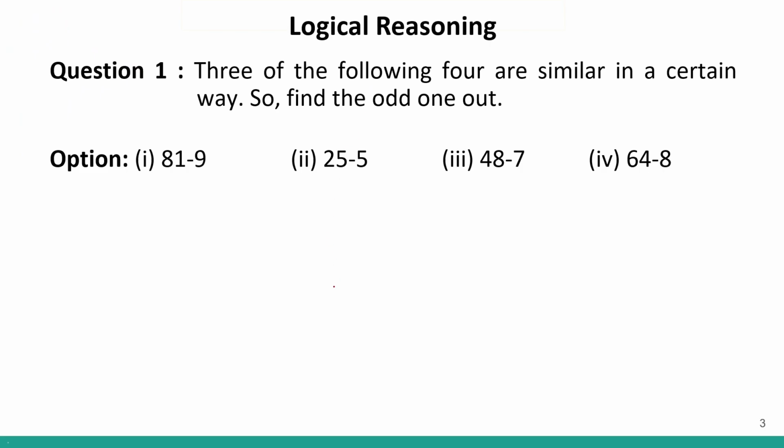Now, before we start, you should know certain concepts. We have already discussed this, but let us revise. You should know what are odd and even numbers. Odd numbers are numbers that end with 1, 3, 5, 7, and 9. And even numbers are the ones that end with 0, 2, 4, 6, and 8. These are the last digit of a number. Correct?